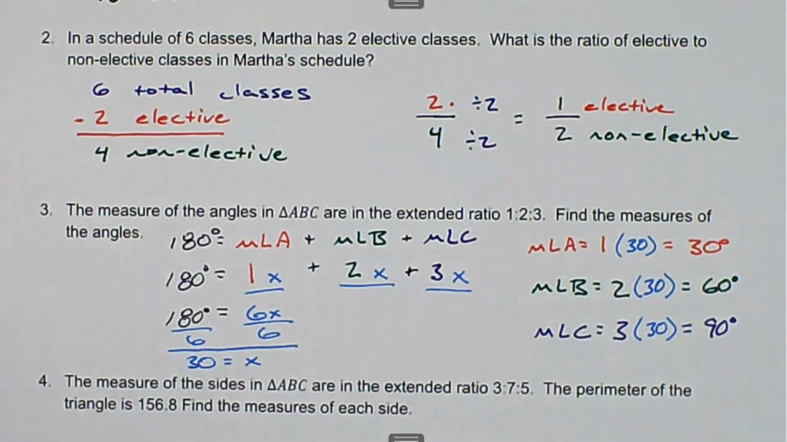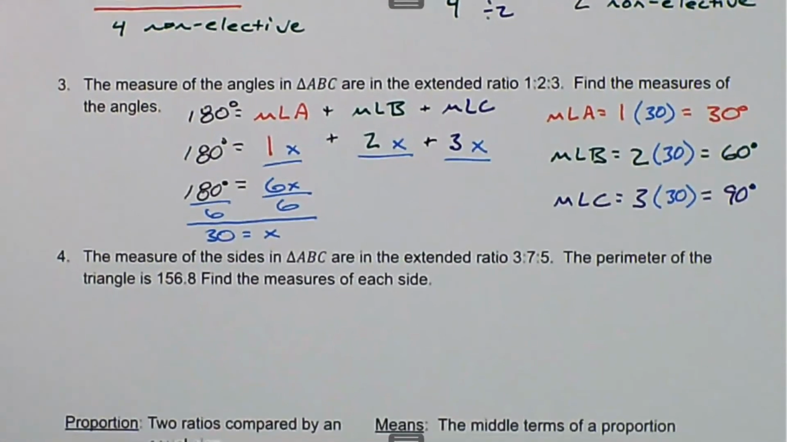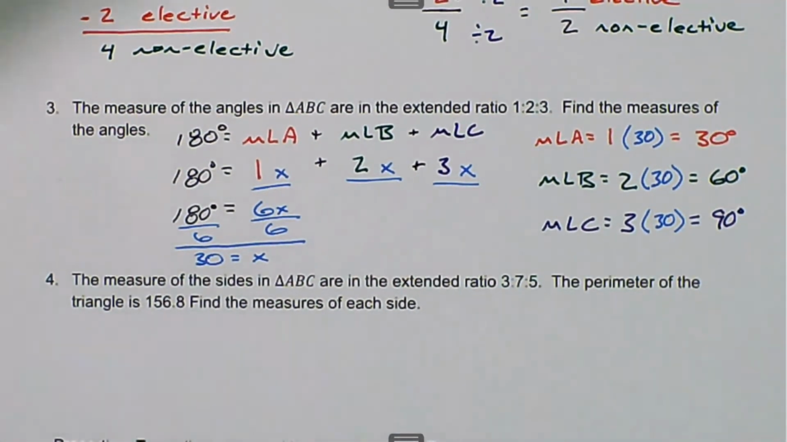And then we have our last example for number 4. The measure of the sides of triangle ABC are in the extended ratio of 3 to 7 to 5. The perimeter of the triangle is 156.8. Find the measure of each side. So this is kind of similar to the previous example, except instead of talking about angles, this time we're talking about sides.